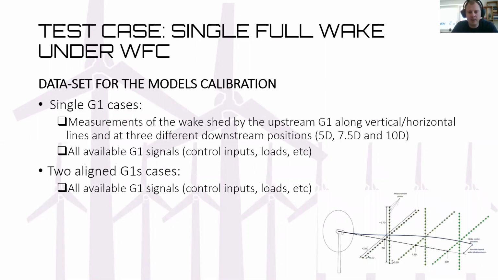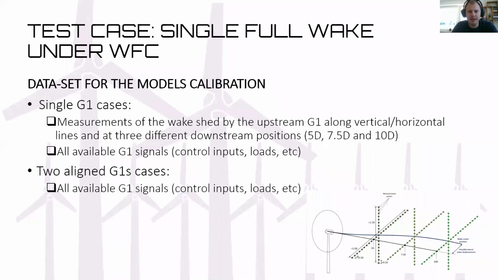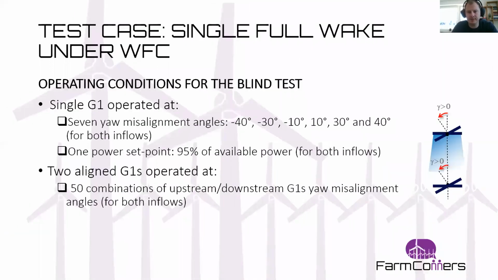Which kind of data are available for the model calibration? For the single G1, you have measurements of the wake shed by the single G1, measured at 3 different positions downstream, and also all available signals that were measured on the G1s: controlled inputs, loads, everything. For the 2 aligned G1 cases, just the signals of the G1s.